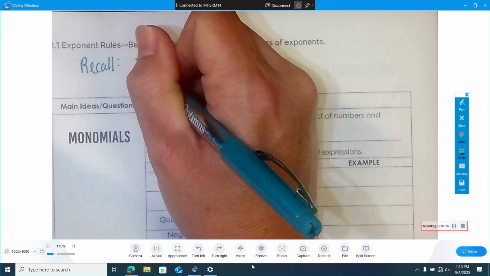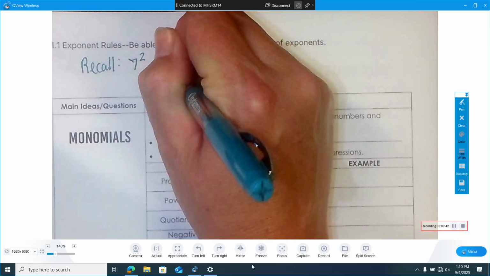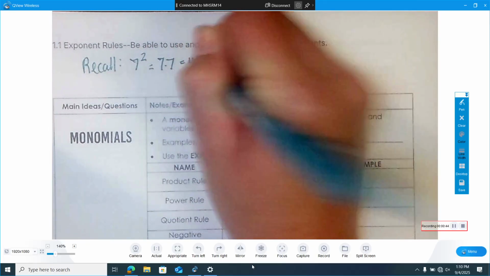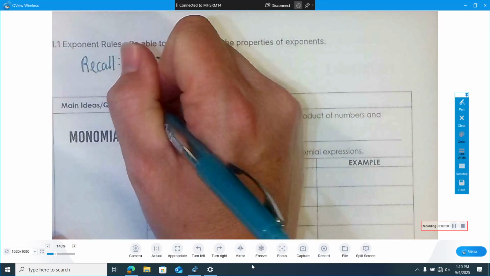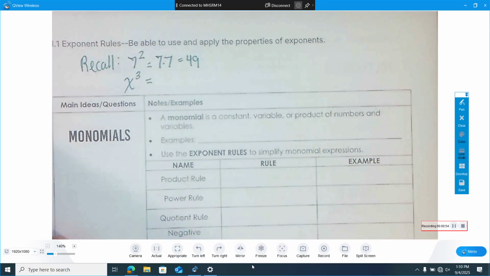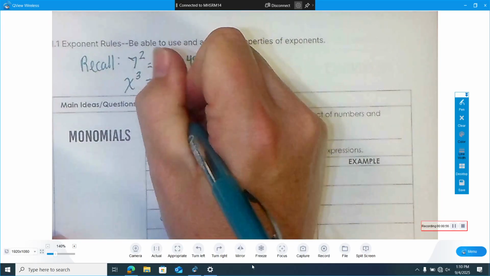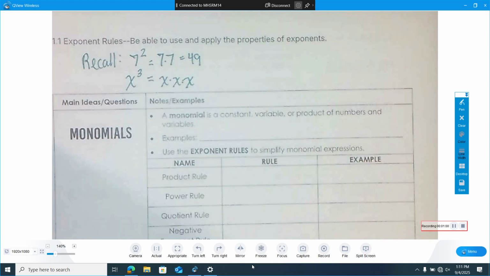What is like 7 squared? What does it mean? Not what's the answer. 7 times 7, thank you. 7 times 7, which of course is 49. So with numbers, we can clean them up. We can actually do the operation. And something like x to the third power, what would that mean? X times x times x. Very good. So we know this. I just want to make sure.